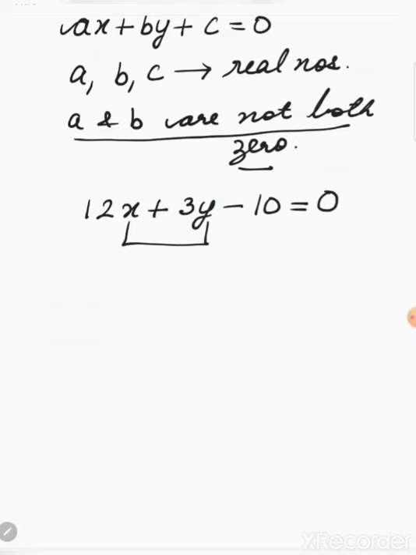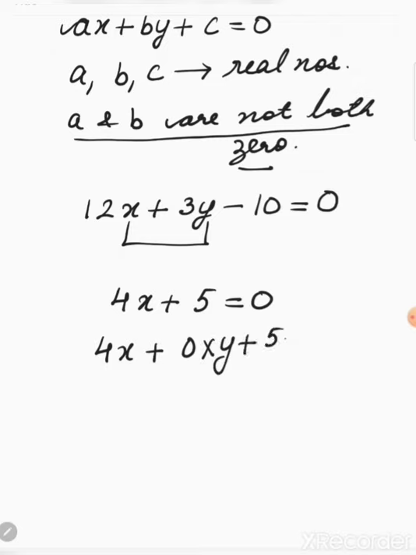Another important thing is that any linear equation in one variable can be expressed as a linear equation in two variables. For example, if you are given 4x plus 5 equal to 0, by writing it as 4x plus 0 into y plus 5 equal to 0, what have you actually done? You have introduced another variable in this equation, but because the coefficient of this variable is 0, this term will vanish. But you have written it as an equation in two variables.